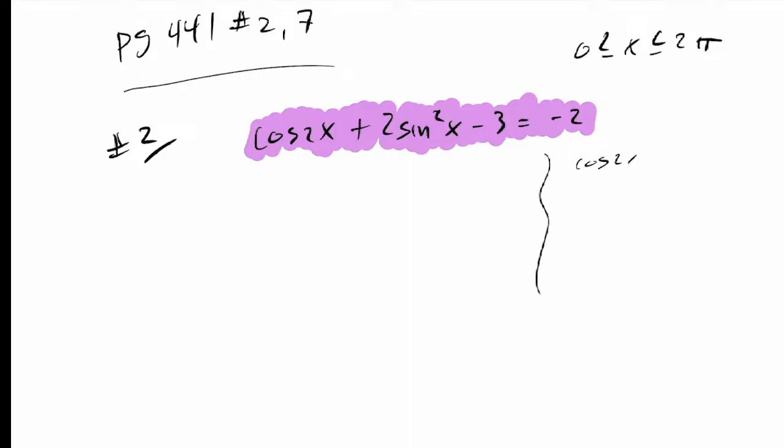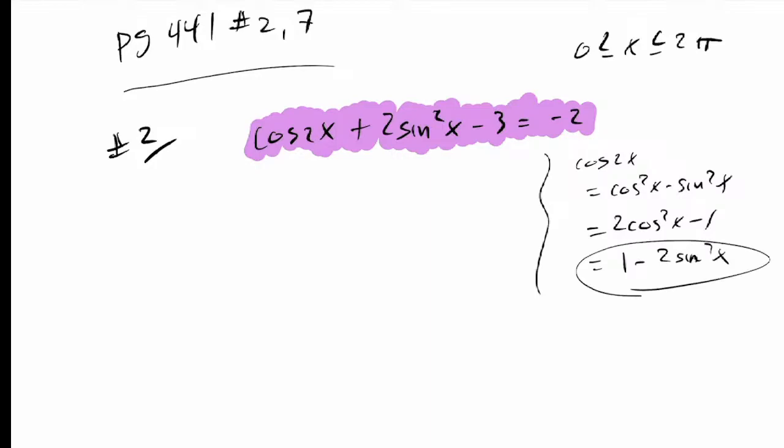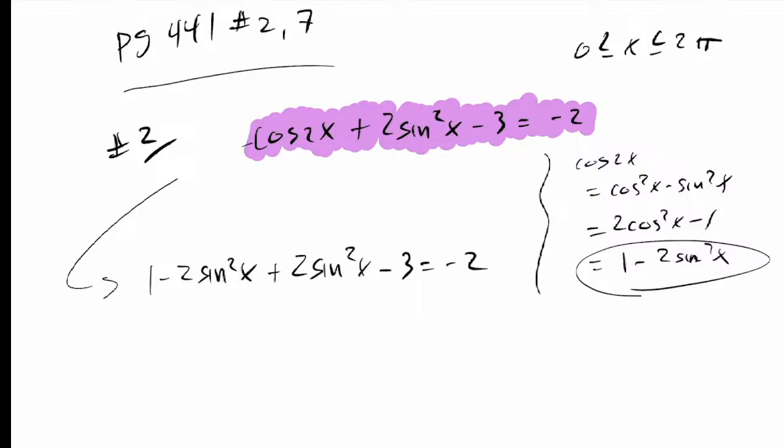I know the cos of 2x is cos squared x minus sine squared x. It's also equal to 2 cos squared x minus 1. It's also equal to 1 minus 2 sine squared x. So I'm going to choose this one here. And the reason is now this is all a function of one thing. So I can change the cos of 2x to 1 minus 2 sine squared x plus 2 sine squared x minus 3 equals negative 2.